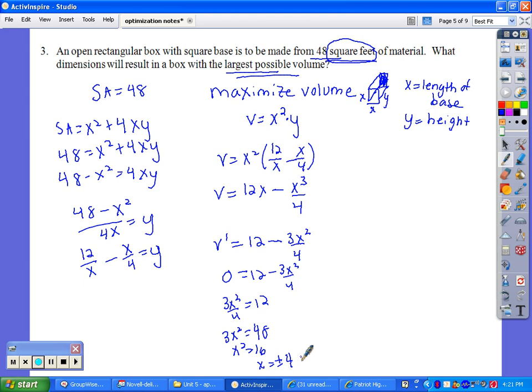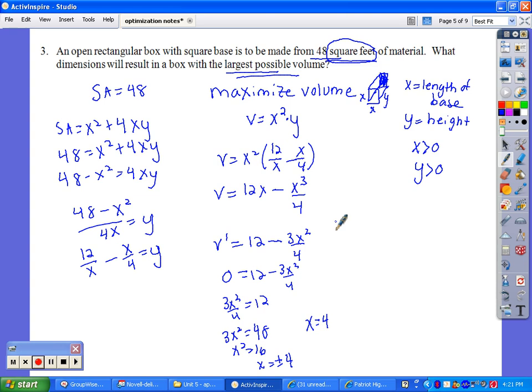We have to check if they're in our domain, and I forgot to write the domain. So if we come back to this, remember, in order for it to make sense, x has to be greater than 0 and y has to be greater than 0, because I can't have a negative height or base, and I can't have a base or height that's 0 because it makes a non-existent box. Okay, so if I look at my critical points, the only one that matters is x equals 4, because x equals negative 4 is not in the domain.